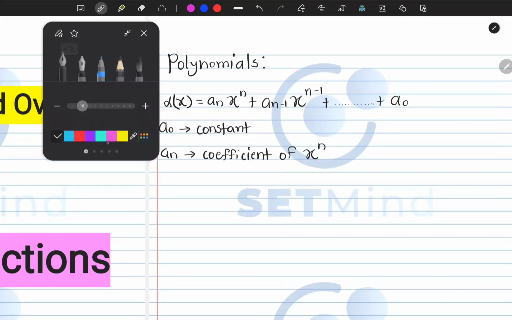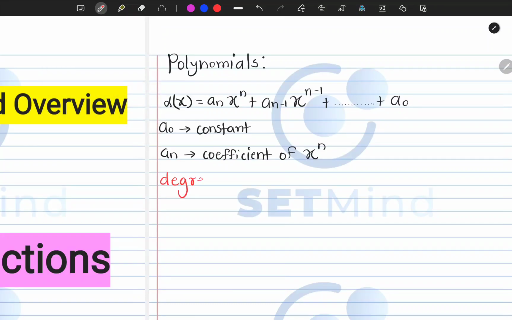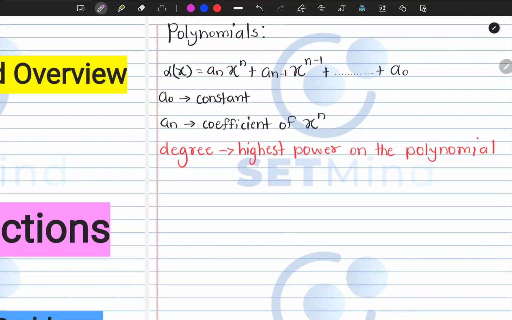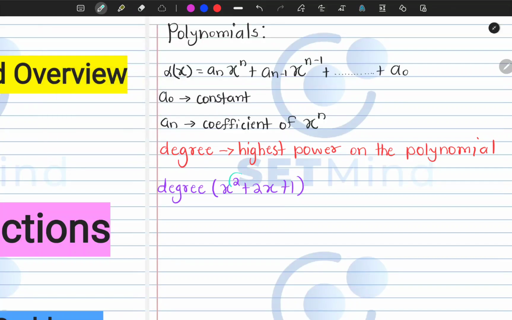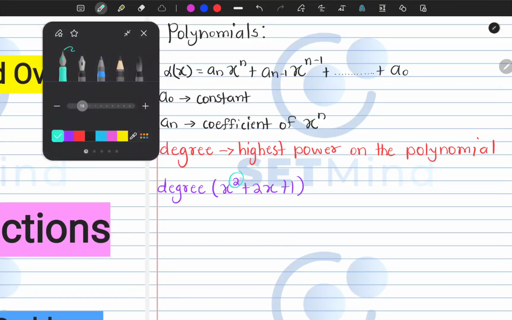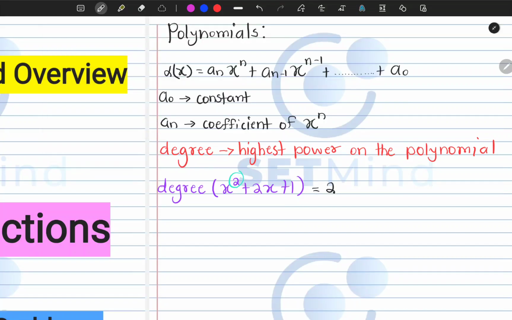And what we previously had a look at was the idea of a degree. If you recall, we said for a polynomial, the degree is the highest power which we see on the polynomial. As an example, let's have a look at the degree of x squared plus 2x plus 1. If you look at the highest power on this polynomial, you will see that it is 2. So our degree will be 2 for this problem.